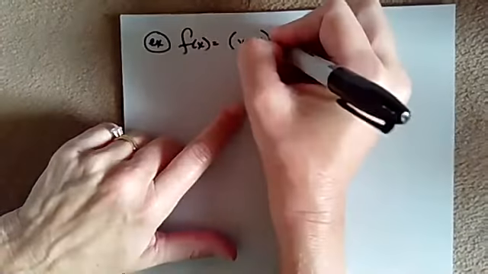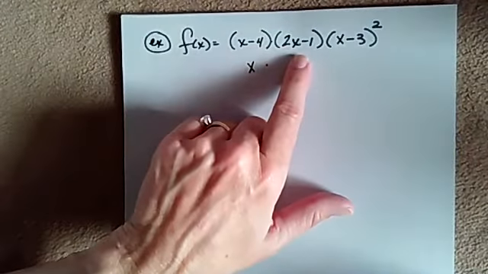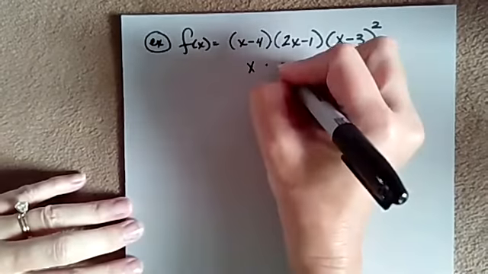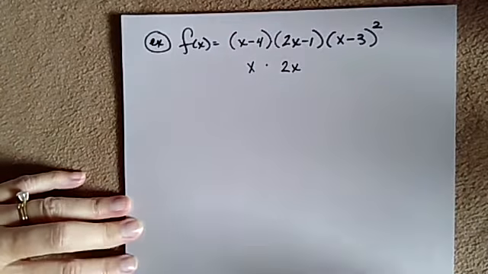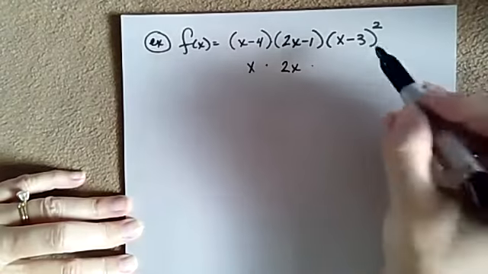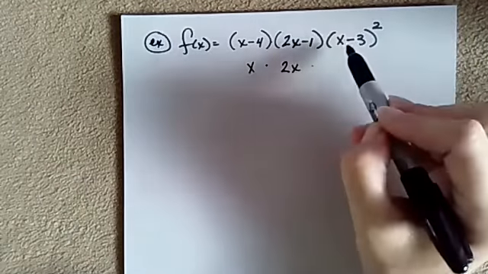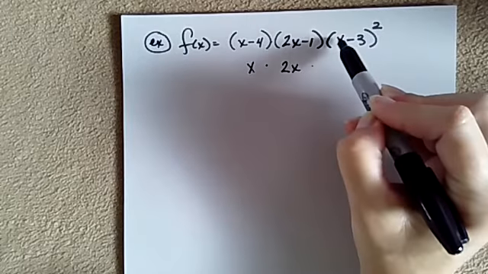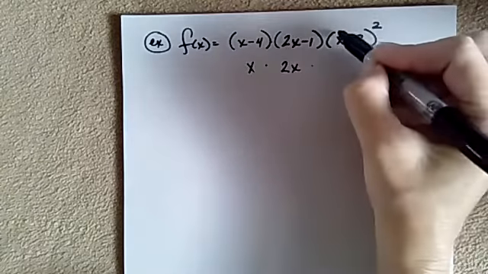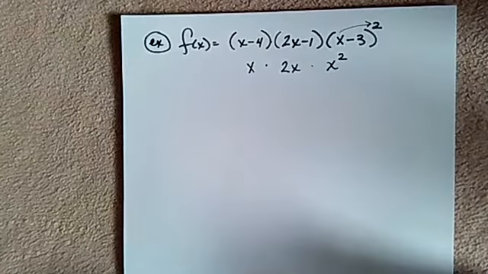And this is being multiplied, so we'll do the same thing. Let's do the leading term of 2x minus 1. The leading term is 2x. And then lastly, you have x minus 3, but it's squared. So you have to think to yourself, x minus 3 squared, if you were to multiply that out, the leading term would be x squared. So my leading term is x squared.